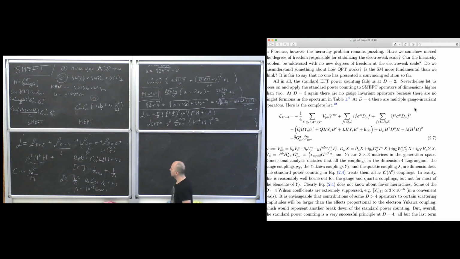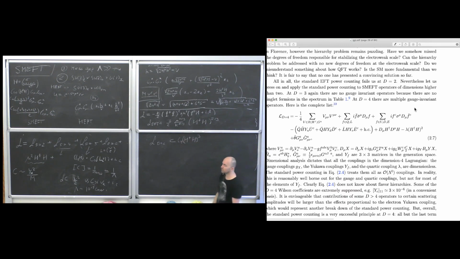Good, so let's go to dimension 6, in the last few minutes. So what do we have at dimension 6? Of course, at dimension 6, all hell breaks loose. So let me just write a few examples of the kind of new physics you can get. For example, one example is this, (H dagger H) to the power of 3.